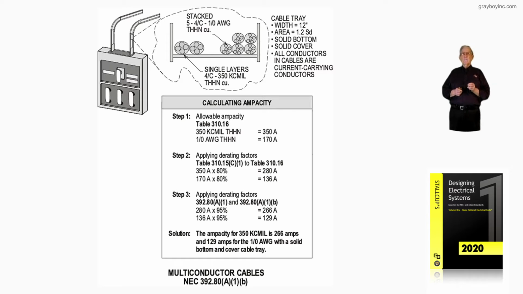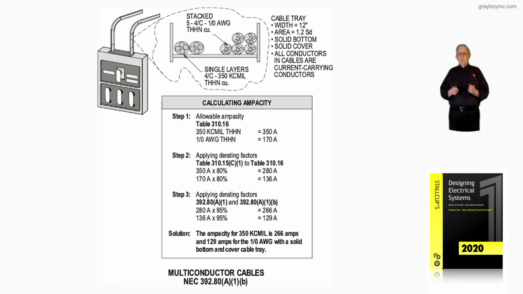All conductors in the cables are current carrying conductors. So now we can review just how those conductors are arranged and installed. And notice to the left, those single conductors are 4 conductor, 350 THHN copper. To the right, they're stacked, and they're 5 4 conductor, 1 alt THHN.